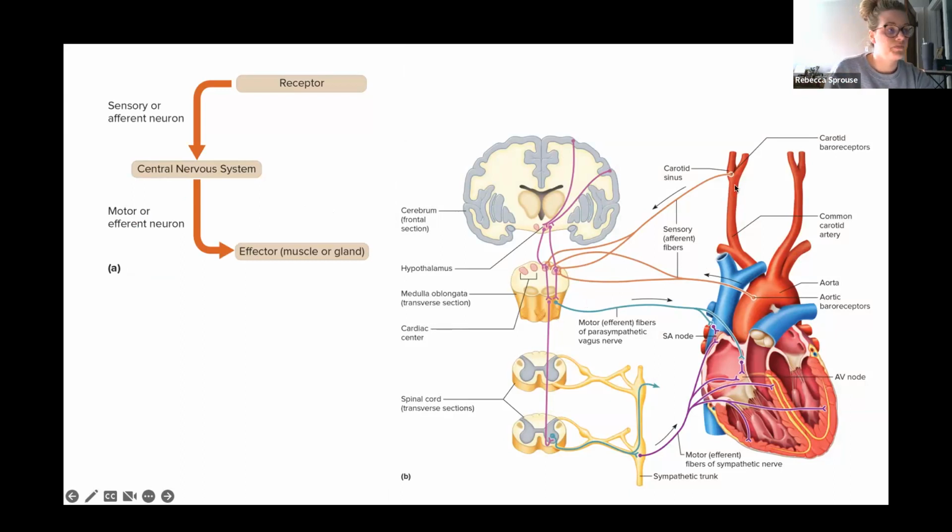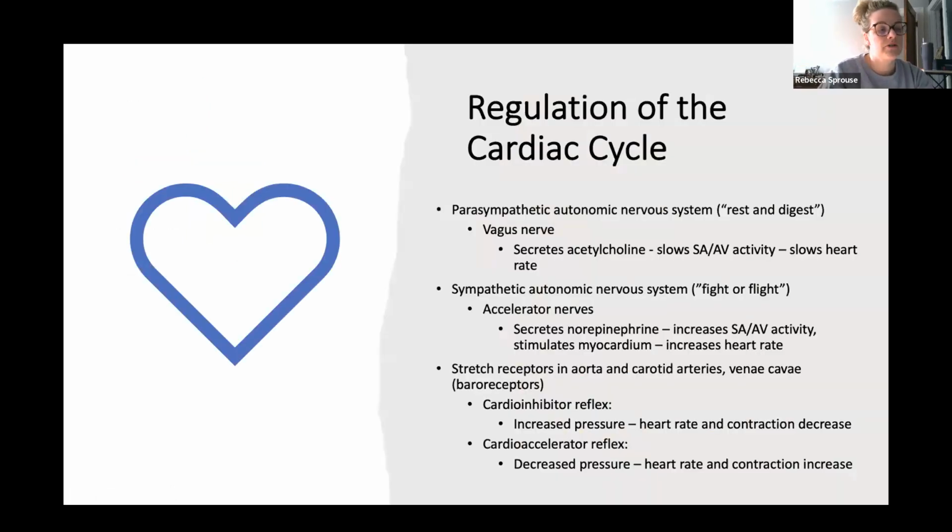Here are your receptors. That's going to send a message, and look, we're going to the spinal cord here. Integration is happening, and then we are going out to the SA node and the AV node, telling them to fire less often. Cardioaccelerator reflex would be the opposite. If your blood pressure is too low, that means we need to pump that blood faster with more force. And so that would speed up the SA node and AV node firing.